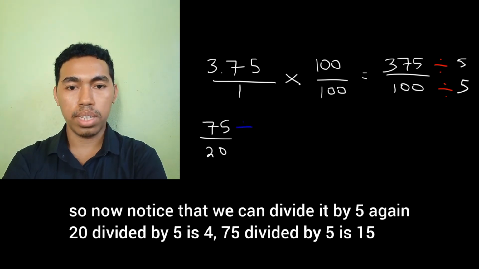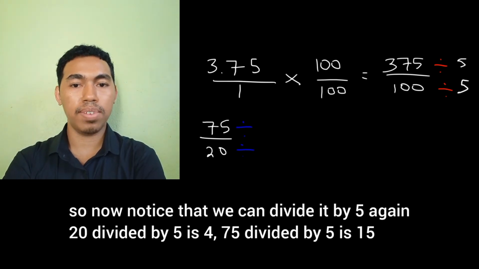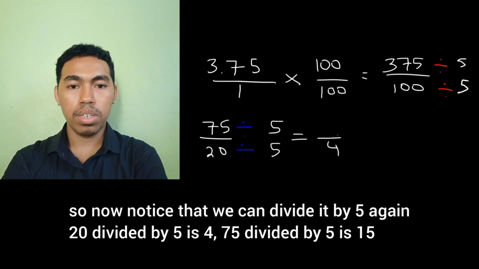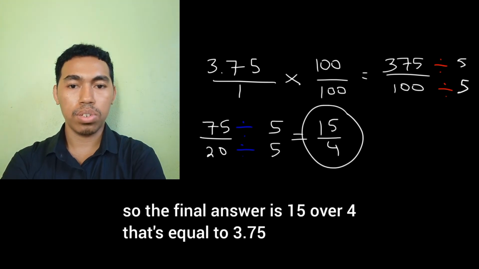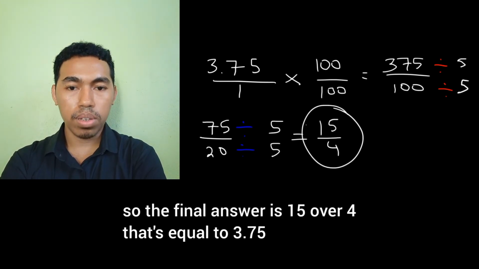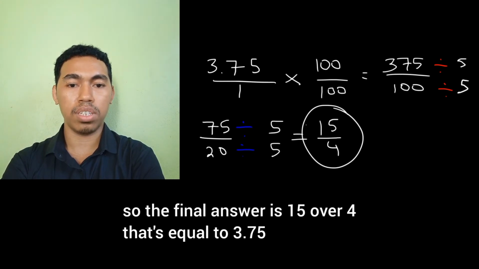So now, notice that we can divide it by 5 again. 20 divided by 5 is 4. 75 divided by 5 is 15. So the final answer is 15 over 4. That's equal to 3.75.